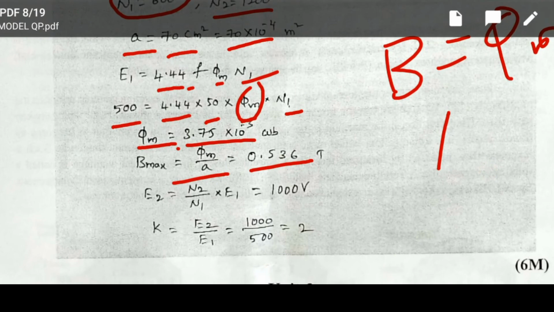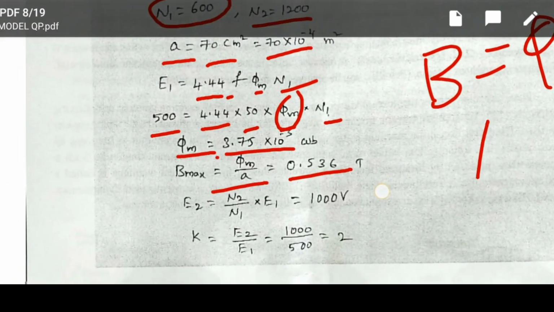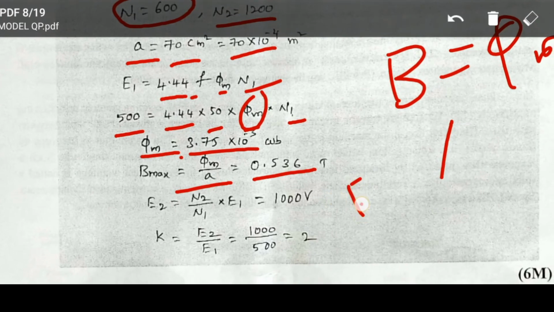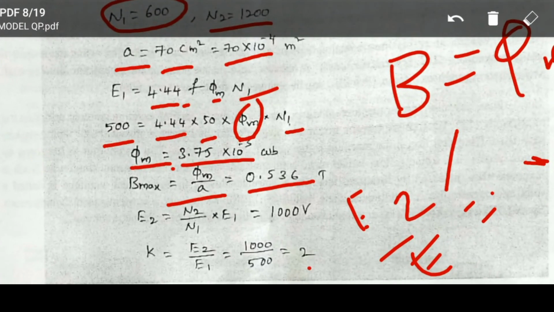Next, the EMF induced E2 is N2 by N1 into E1. What is E2 by E1 equal to? We have to remember one formula, that is E2 by E1 equal to K, or N2 by N1 equal to K. From that we can calculate K equal to 2.